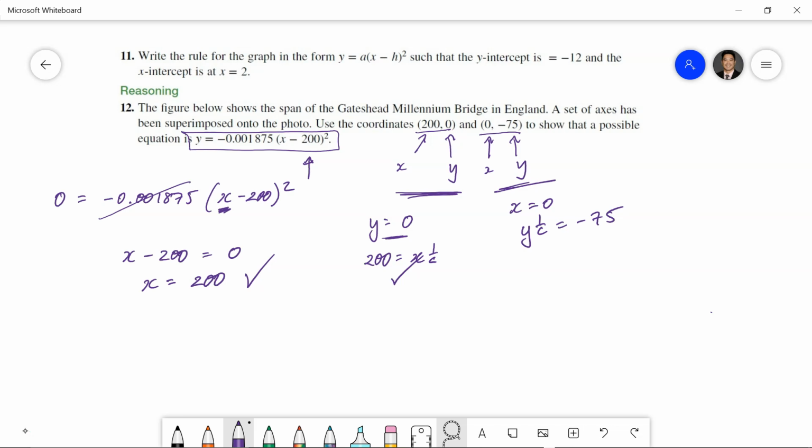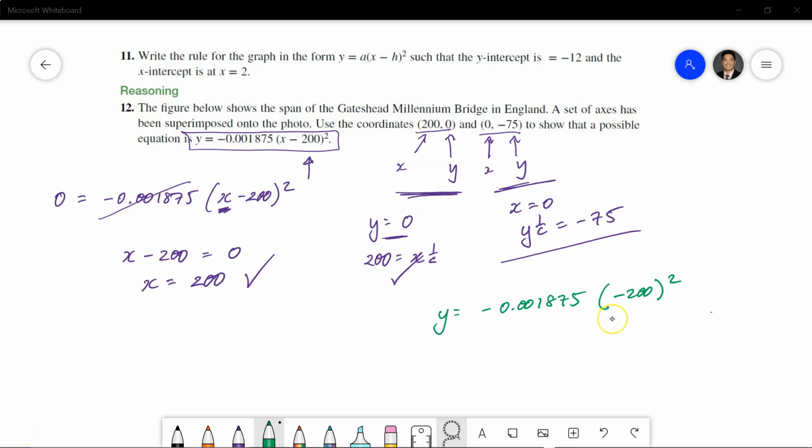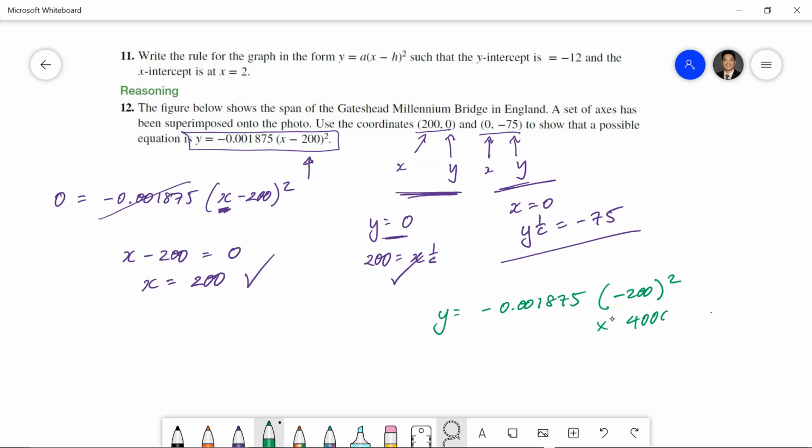Then when we look at the second set of coordinates, instead of making y equals 0, we're going to make x equals 0. So we'll have y is equal to negative 0.001875, and then in brackets minus 200 all squared. Now 200 all squared, let's get the calculator, is going to give you your value of 40,000. Now that sounds pretty big, and it is.